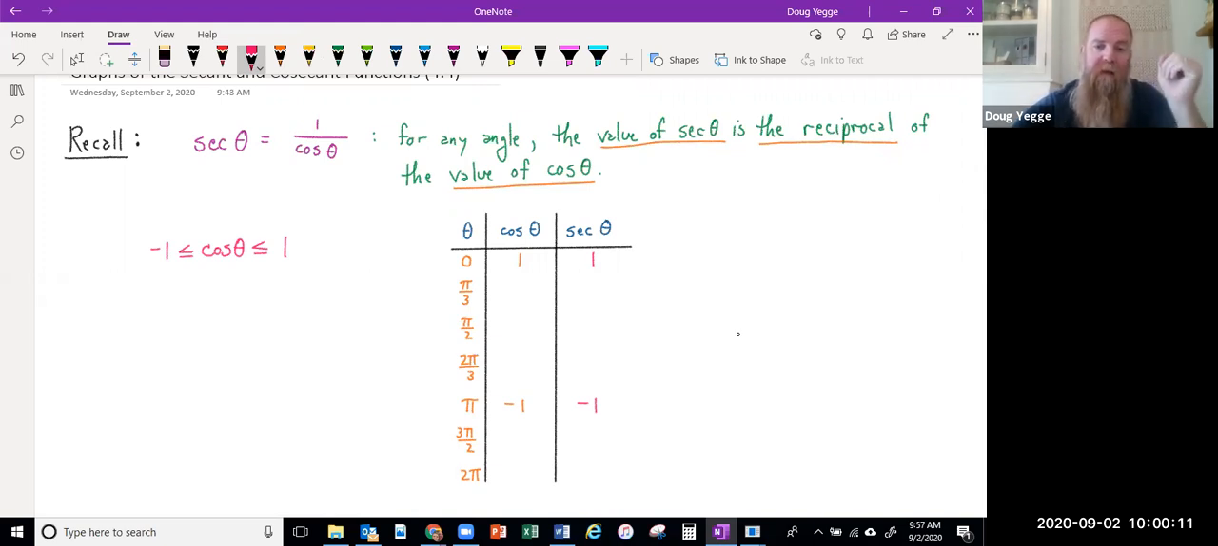So let's take a look at pi over 2. On the unit circle, 90 degrees, pi over 2, cosine of pi over 2 is going to be 0. And 3 pi over 2 is going to give me a value as well of 0. Well, if I take the reciprocal of 0, be very careful, because the reciprocal of 0 is actually undefined.